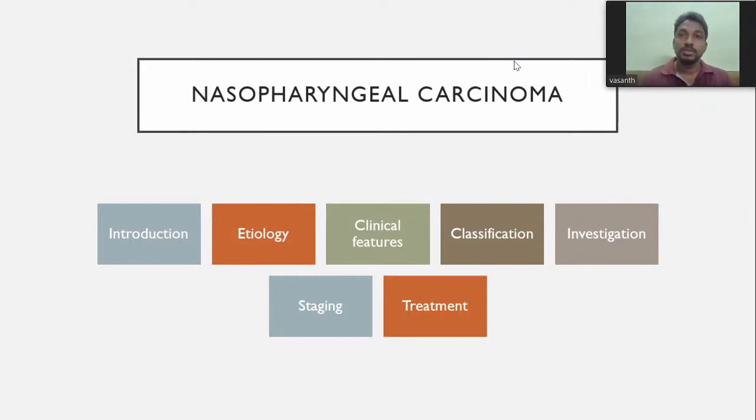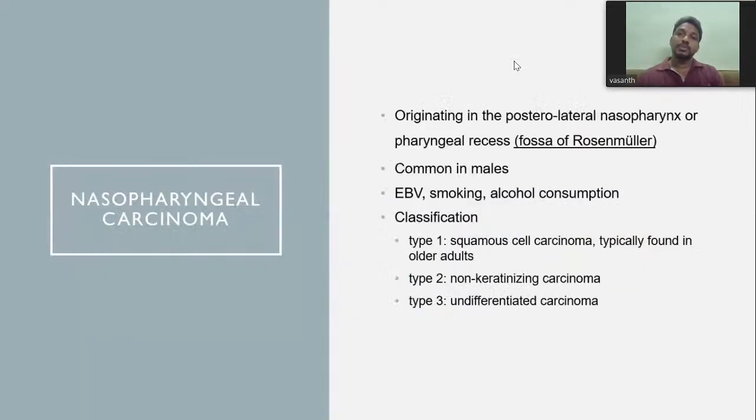All carcinomas have only three treatments: surgery, radiotherapy, and chemotherapy. So any carcinoma you can blindly attempt with these headings: etiology, clinical features, investigations, staging, and treatment. Even if you don't know the staging, just write that TNM staging is done. So it's very easy to remember. That's what I told.